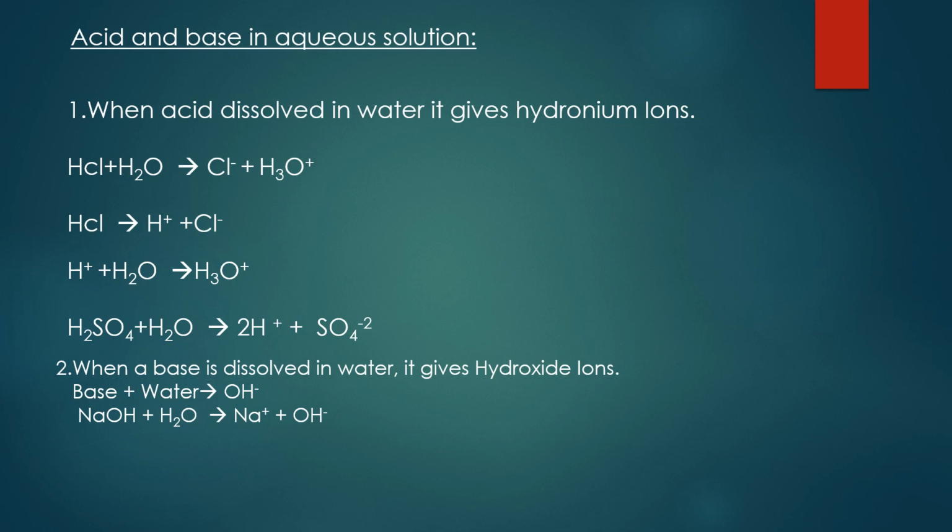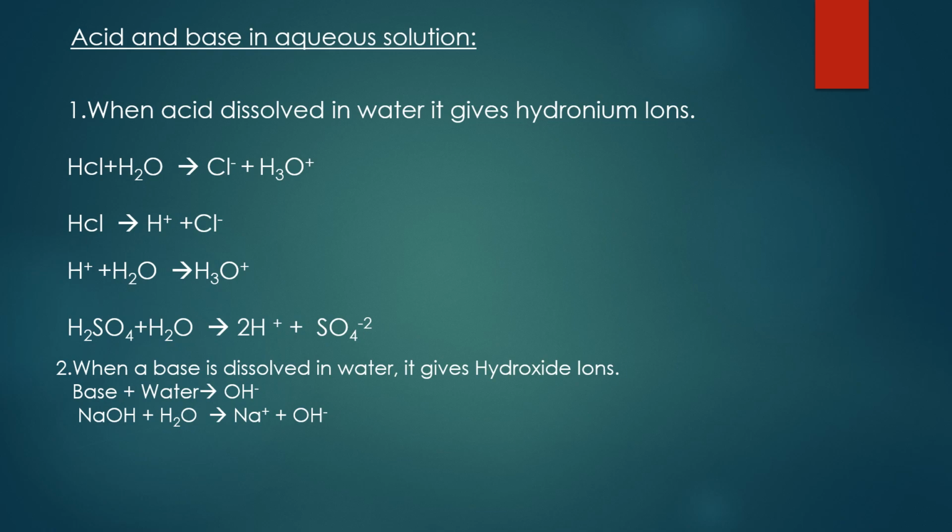When a base is dissolved in water, it gives hydroxide ions. Remember that when an acid is dissolved in water, it produces hydronium ions, H3O plus ions, whereas when a base is dissolved in water, it gives hydroxide ions. See this one, base plus water. When a base is added to water, it gives OH minus ions.